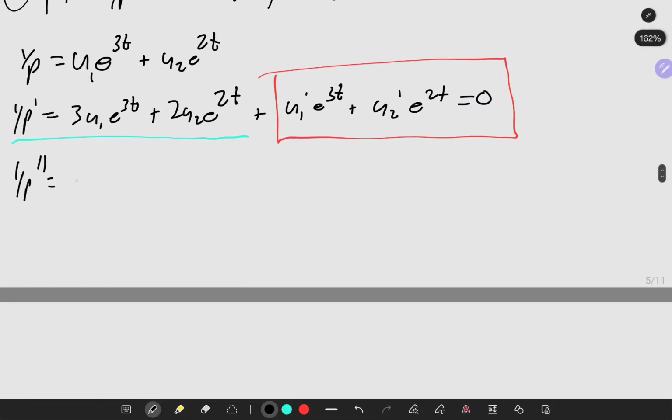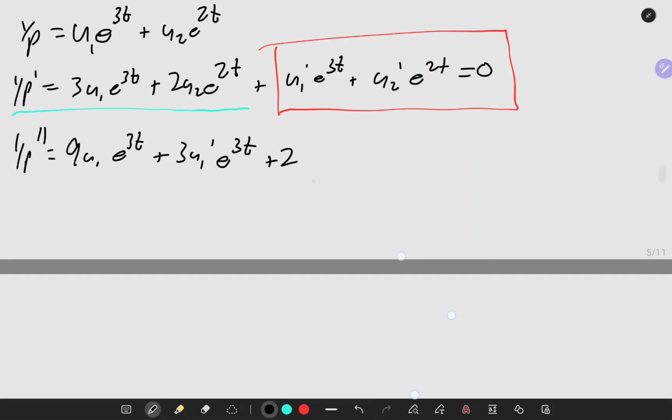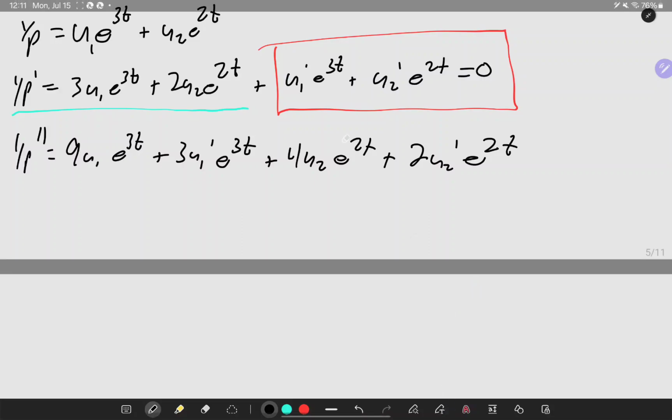So 9u1 e to the 3t plus 3u1 prime e to the 3t plus 4 u2 e to the 2t plus 2u2 prime e to the 2t. Sorry, my handwriting is kind of bad. Let me just make sure that's right. Yep, 3, 9, 4, 2. Yep, we're good.